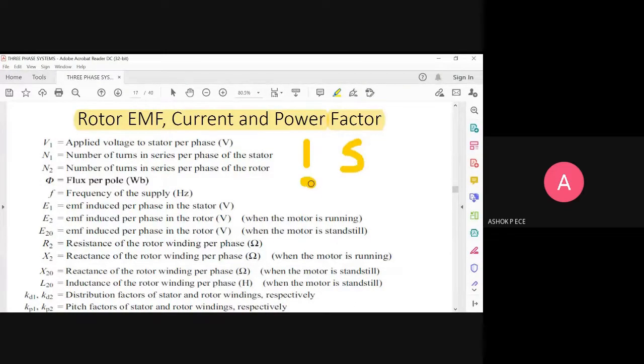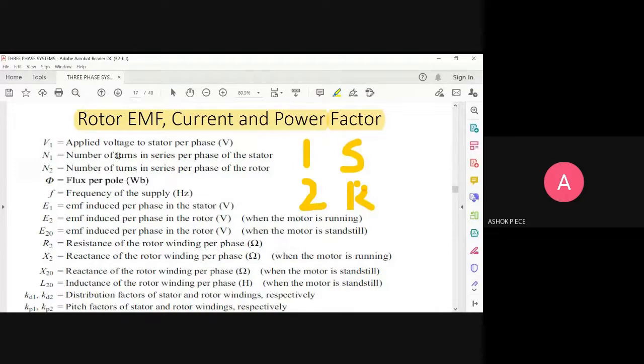The suffix 2 I am going to use means it is going to be the rotor. So please understand this notation used in this derivation. So 2 means it's going to be the rotor. So V1 is the voltage applied to the stator per phase. Since you have 3 phases, all the notations here are per phase, only for one phase. So totally you have to multiply by 3. It's a 3-phase network, correct?